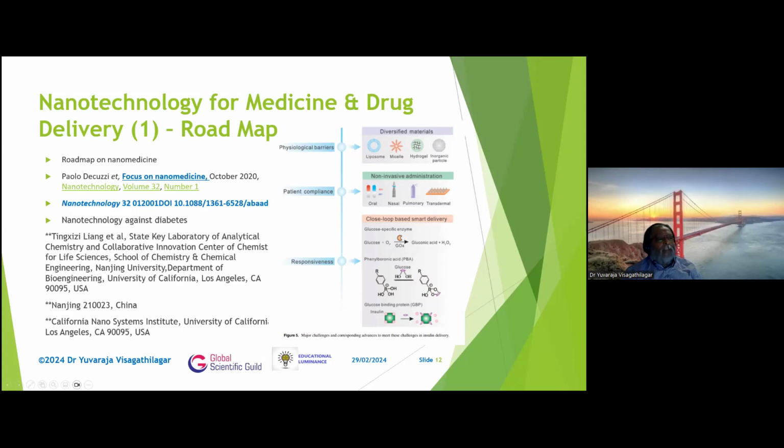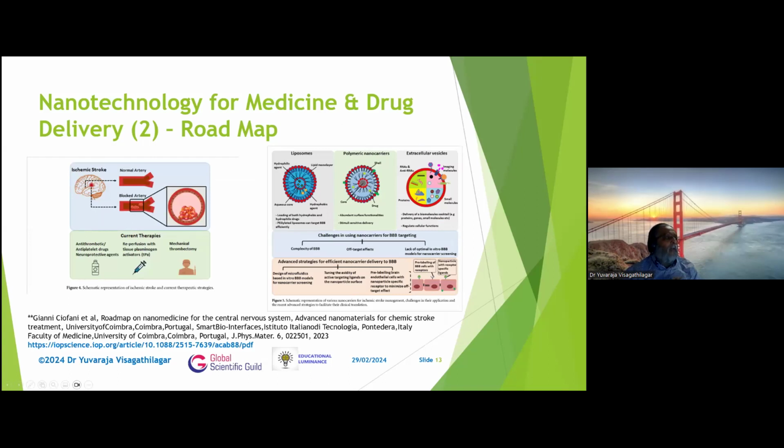And closed loop based smart delivery. We basically have applications and systems which will deliver without the need of injections some type of nanomedicine that can be taken by a consumer. Now, we also see the use in stroke. So blocked arteries, you can use nanomaterials such as liposomes, polymeric nanocarriers, extracellular vesicles. They are all different types of delivery system.